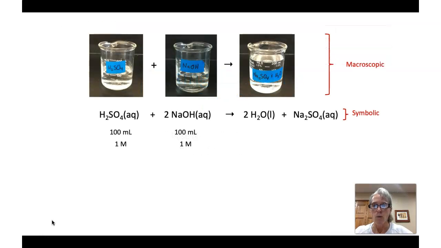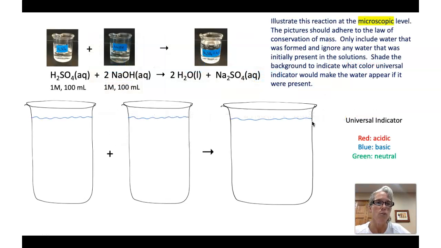Here's our reaction, and what we're going to do is combine 100 milliliters of sulfuric acid, 1 molar, with 100 milliliters of sodium hydroxide. These react in a 1-to-2 ratio, and they will give us 2 parts water and 1 part sodium sulfate. So our first task is going to be to depict this reaction at the microscopic level. So that we can all have answers that are similar and easy to compare, let's all put 2 sulfuric acids in our picture.